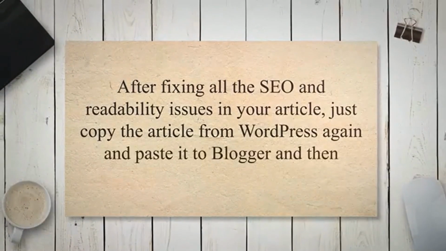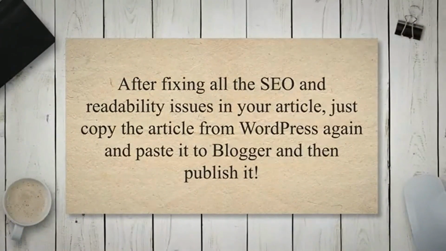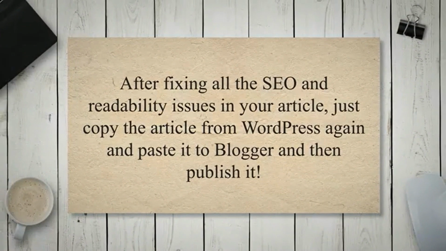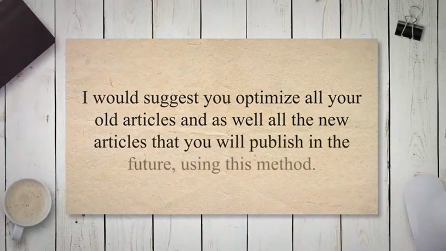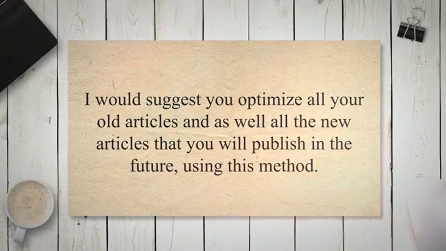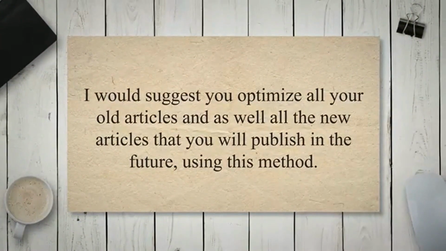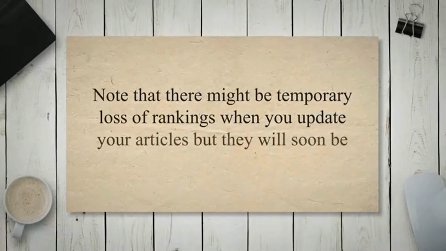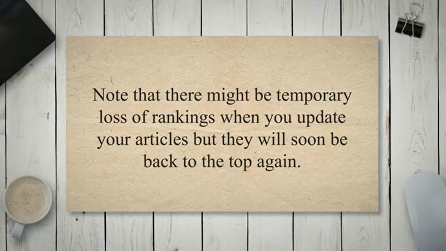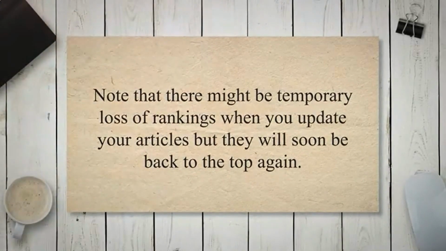After fixing all the SEO and readability issues in your article, just copy the article from WordPress again and paste it to Blogger and then publish it. I would suggest you optimize all your old articles and also all the new articles that you will publish in the future, using this method. Note that there might be a temporary loss of rankings when you update your articles, but they will soon be back to the top again.